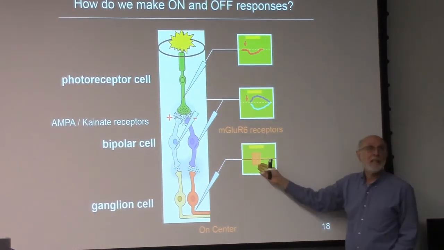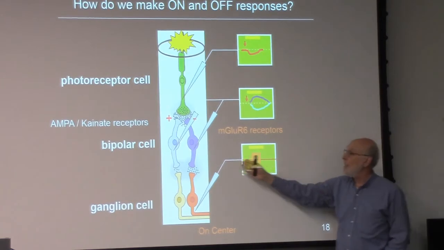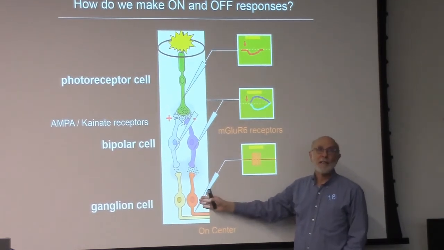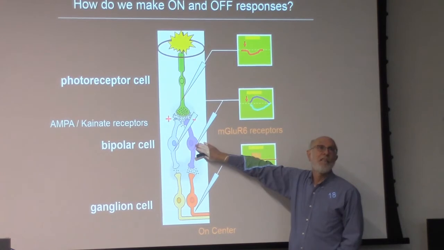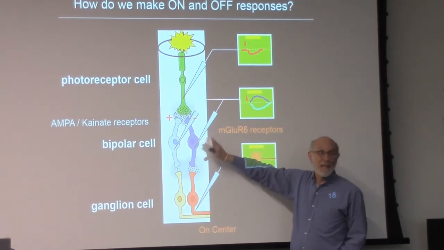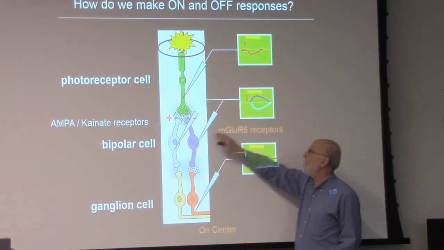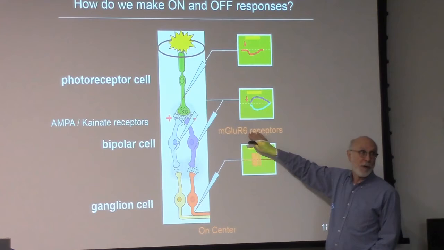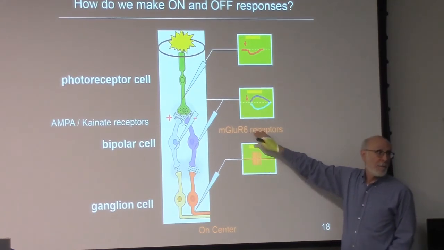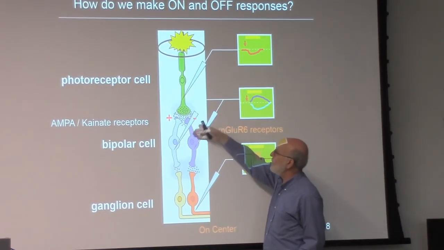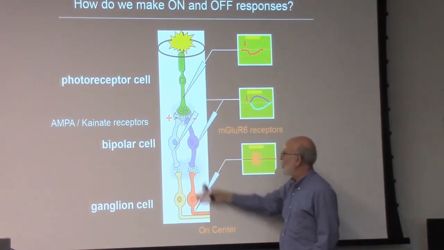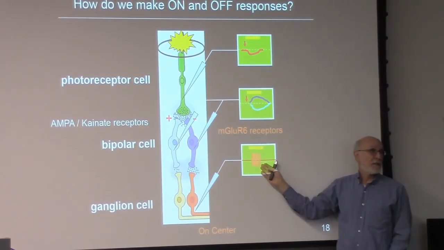Light caused an increase in action potential frequency in this population of ganglion cells because of its coupling to this type of bipolar cell. And this was the bipolar cell that was expressing the inhibitory glutamate receptor. So light inhibition of inhibition leads to an on-center response.